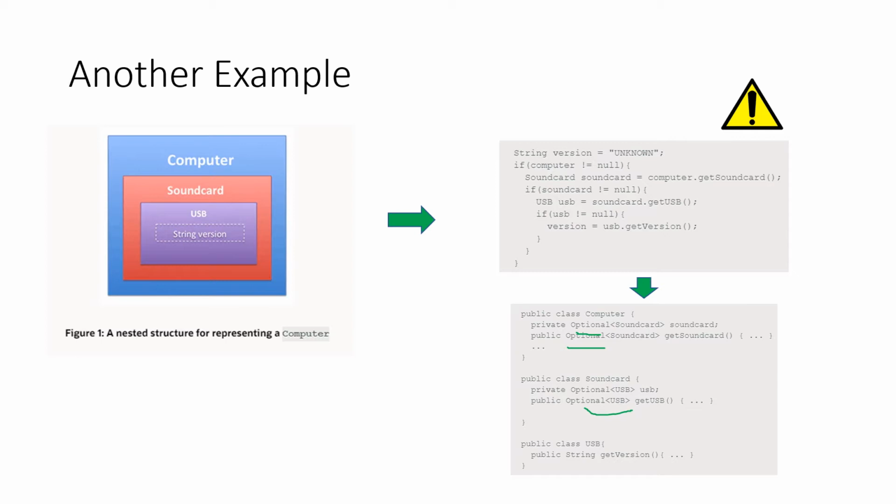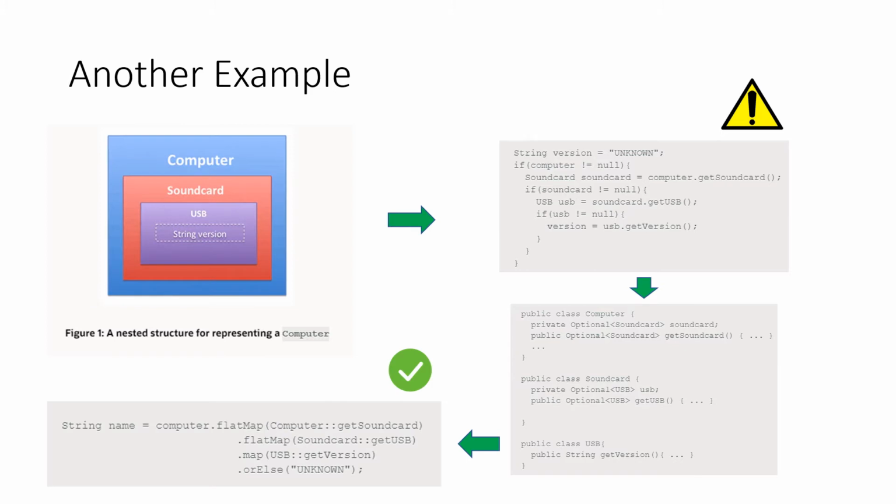So how do you rewrite this business logic now? Let's see that. Now this is how your code looks when you use Optionals to rewrite your business logic. Here you can see you have access to all of the APIs that come with Optional like flatMap, map, and orElse. And you can see the computer flatMap will get the sound card class, and from the sound card you can get the USB class, and from the USB now you can get the version class, all without doing any null check.